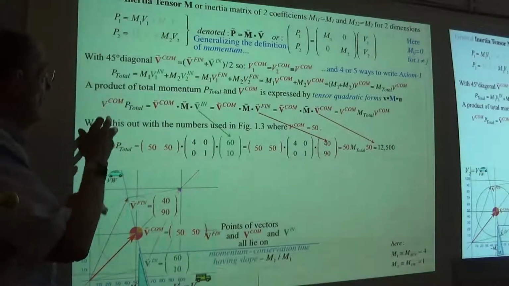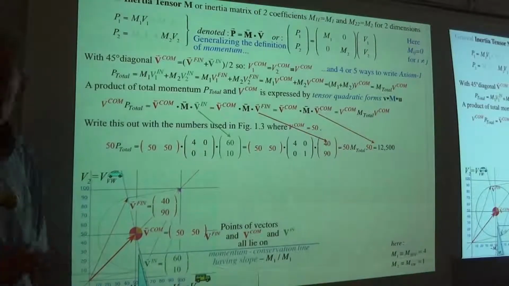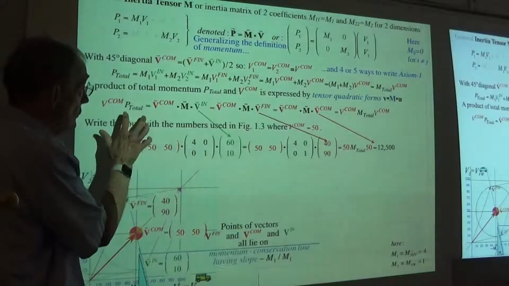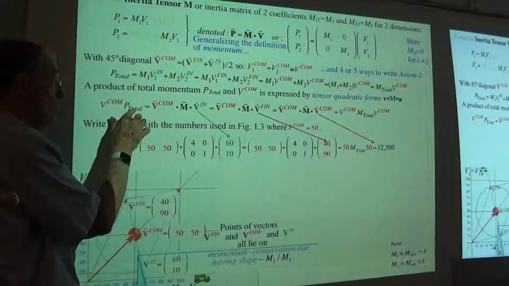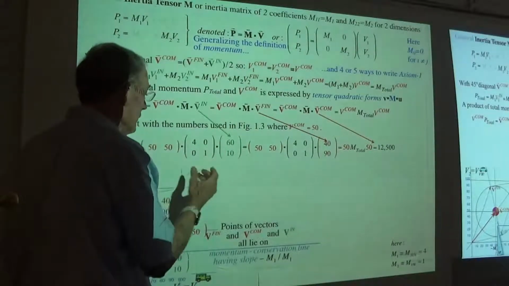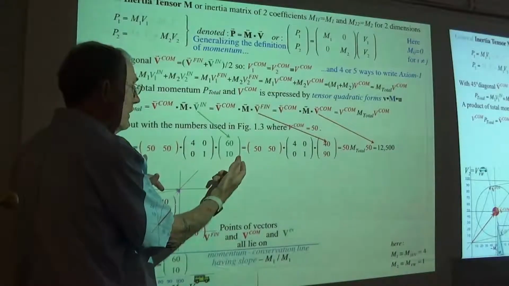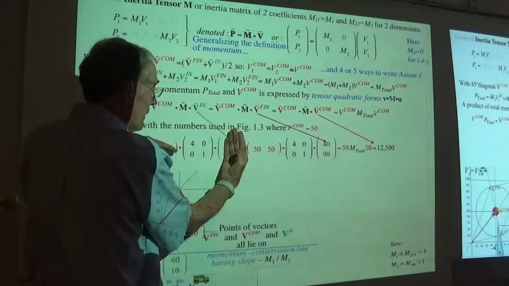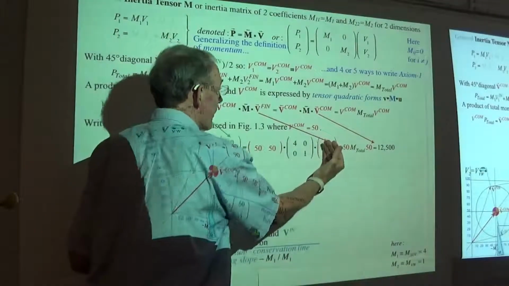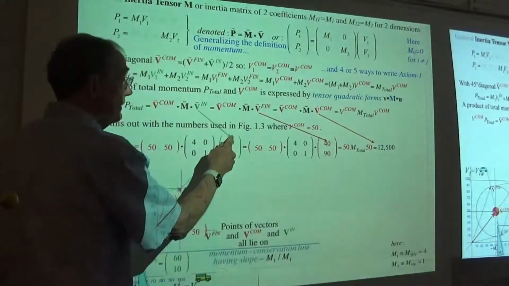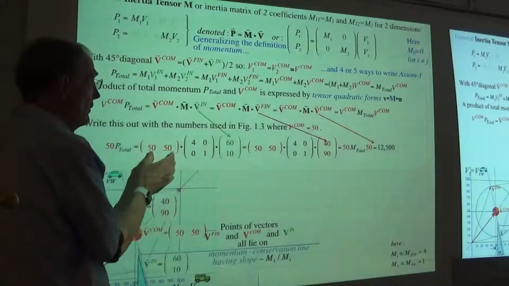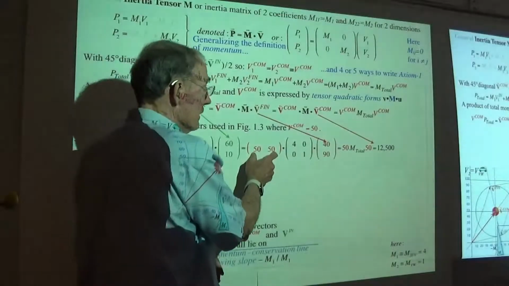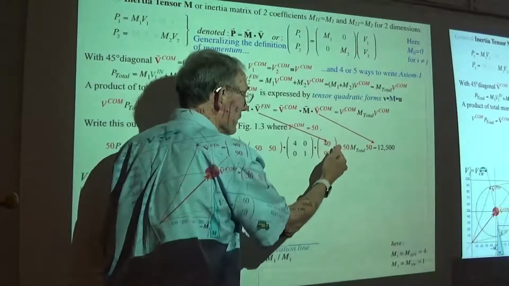So what we have here is the VCOM, remember that's 50 miles an hour, so that number here, and then the total momentum, this is a number as well, but so are all of these. All of these are scalar products involving a matrix in the center, a ket and a bra. This is the initial velocity. This is the COM velocity. This is also the COM velocity. Here's the final, 40, 90.